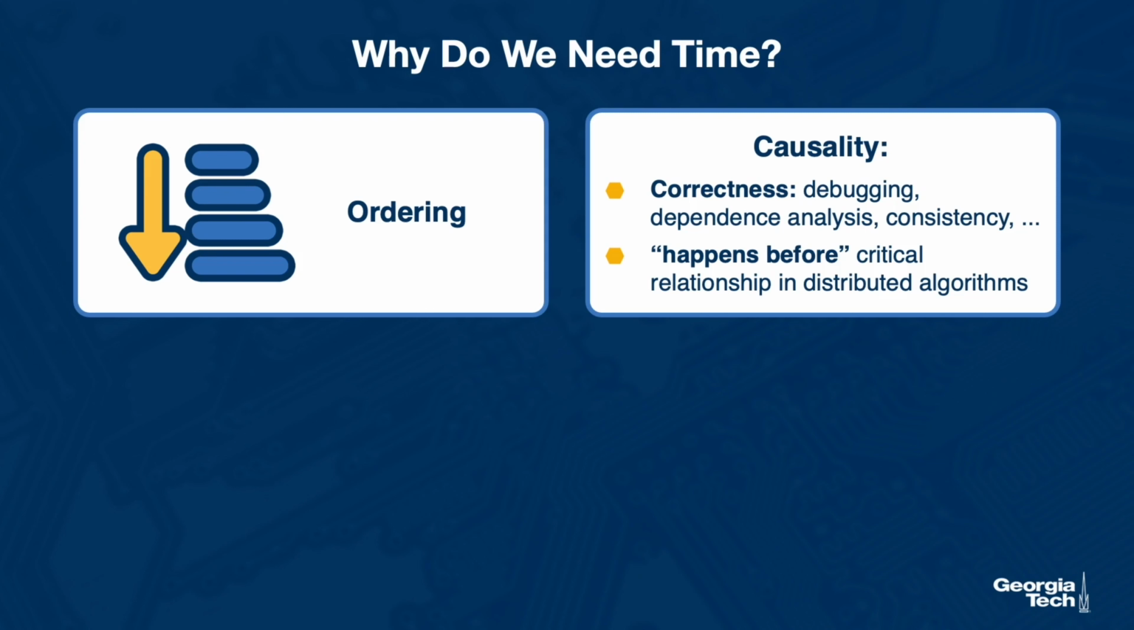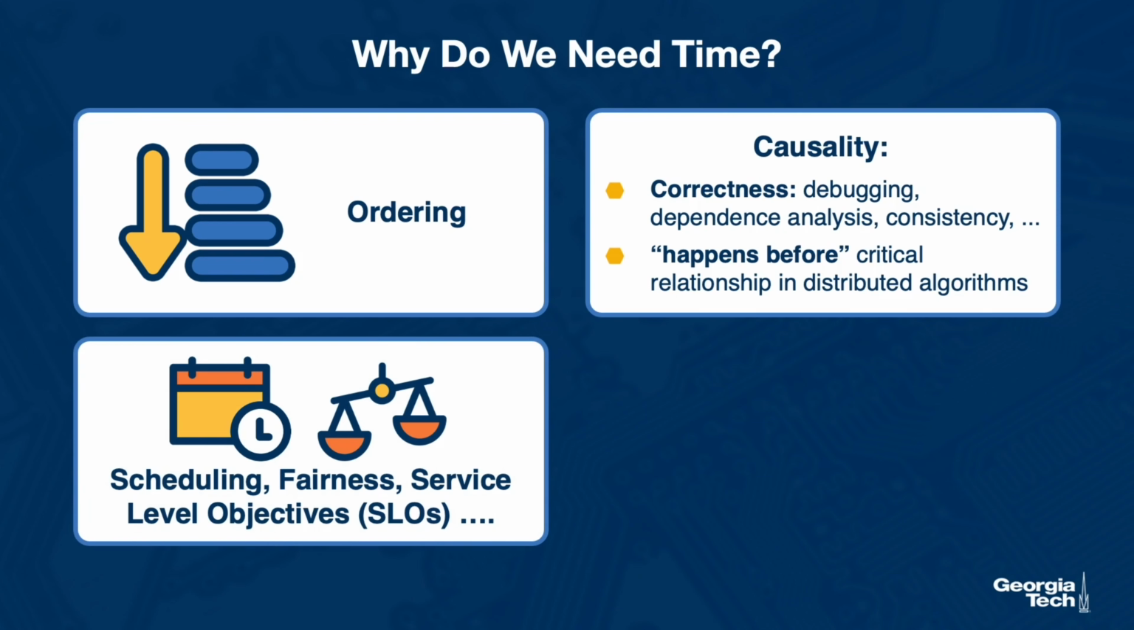We need it to perform debugging, we need it to maintain consistency of the updates to the state of the system, and so forth. Ordering is also important during resource allocation operations in a distributed system, such as during scheduling, particularly when we are concerned with maintaining some properties such as fairness, priorities, or other service level objectives.